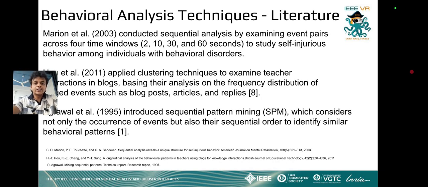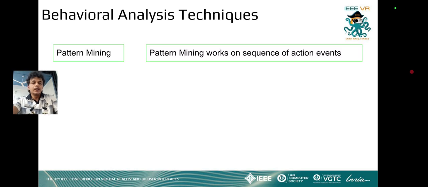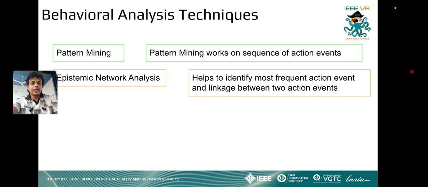To do behavioral analysis, we went for a literature survey to understand what behavioral analysis techniques are available. We listed sequential analysis, clustering techniques, sequential pattern mining, process mining, contextualized differential sequence mining techniques, and CTAM for SRL, which includes a package of epistemic network analysis and data visualization techniques. In this, we zeroed in on pattern mining and epistemic network analysis.